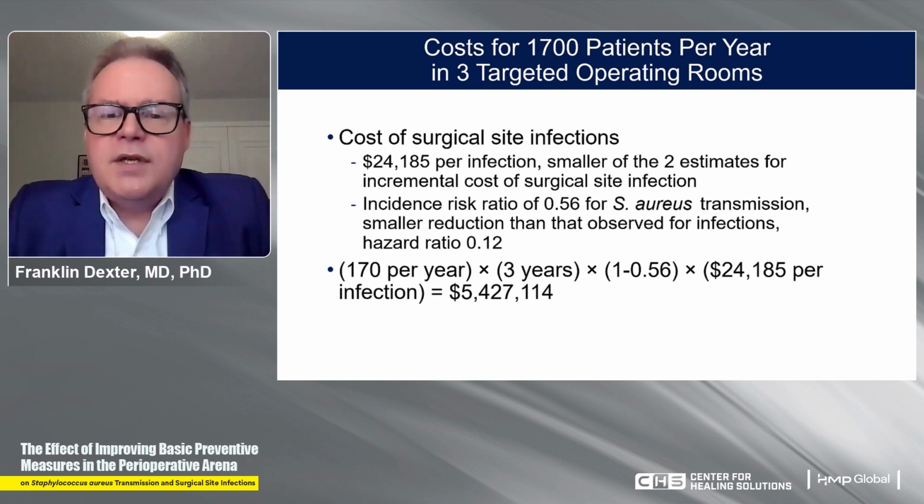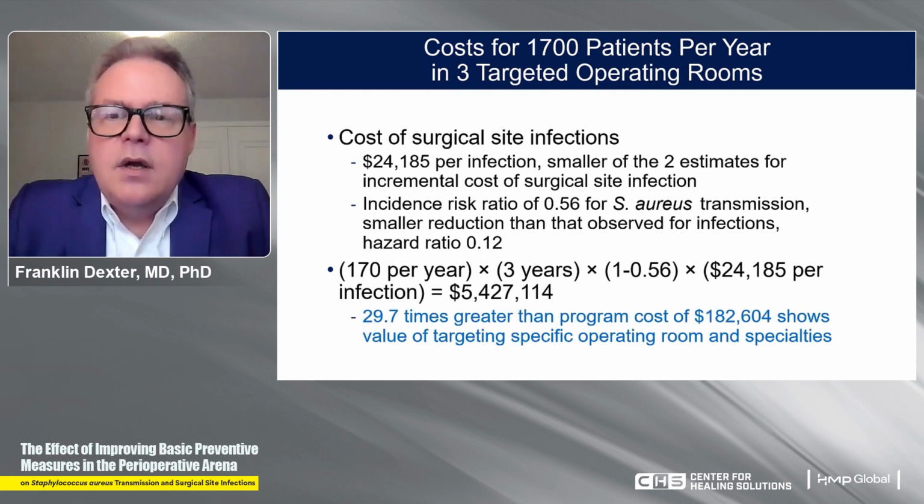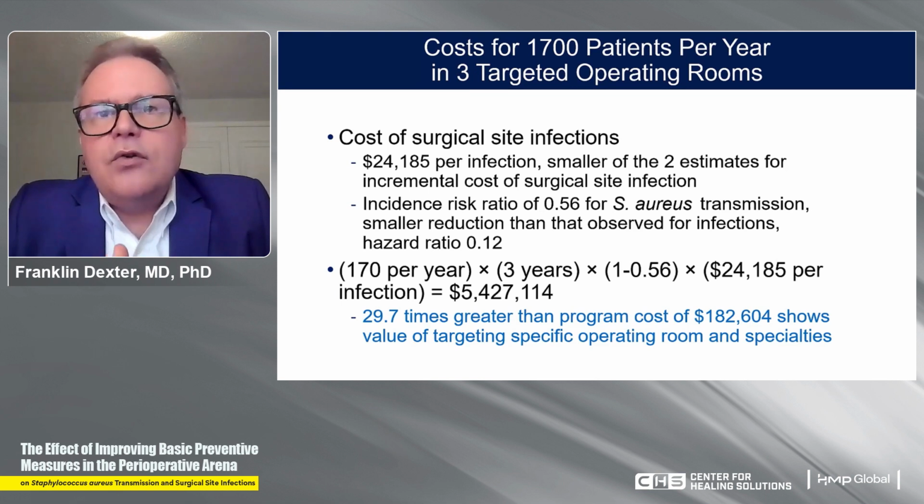So doing the arithmetic, we have 5.4 million savings. So even though we are underestimating the savings in the cost per infection, and we're underestimating the expected reduction in infections, right? We have 5.4 million savings, which is an estimated savings close to 30 times greater than the estimated program cost.